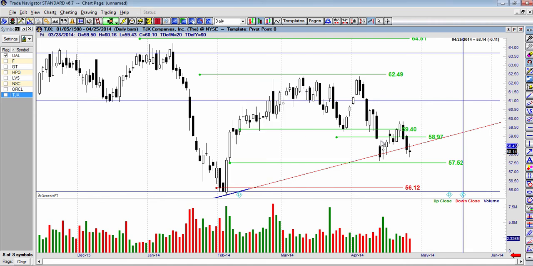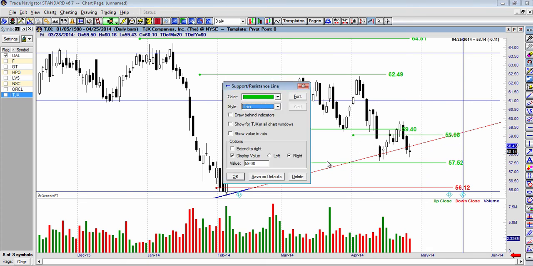So here's the trade opportunity. 57.62 down to 56.12. That is the trade setup. Okay, that is the trade setup. Stop will be at 59.08, so I can give you a stop on this one.